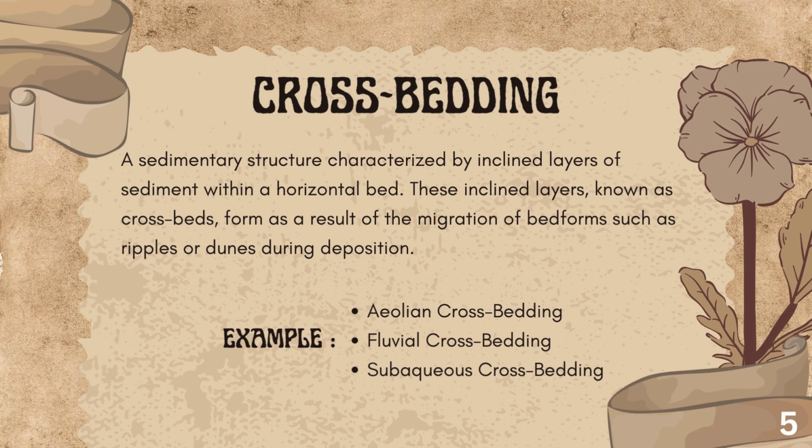The next point is regarding cross bedding. Cross bedding is a sedimentary structure characterized by inclined layers of sediment within the horizontal beds. So the examples of cross bedding are alluvial cross bedding, fluvial cross bedding, and subaqueous cross bedding. The significance in determining current direction during the deposition is the paleocurrent indicators. The inclined layers of cross bedding provide a valuable record of ancient current direction during the time of deposition.